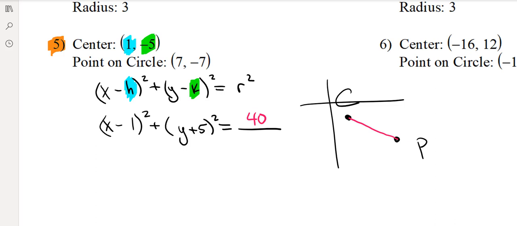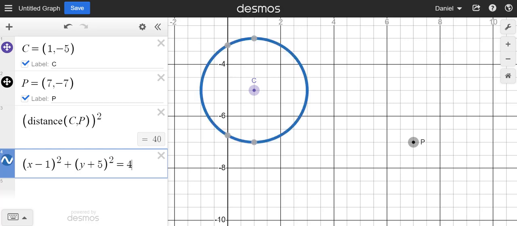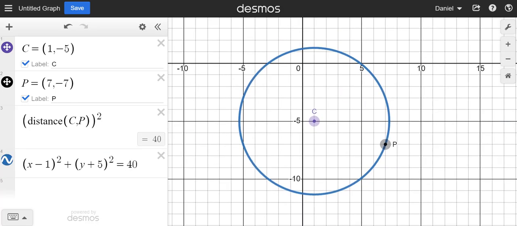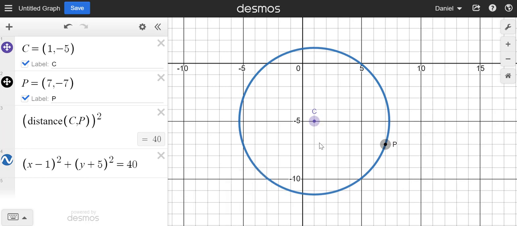But now let's double check to make sure that the center and the point on the circle are contained within that equation. So in Desmos, that's the beauty of Desmos, right? We can type that in. So (x minus 1) squared plus (y plus 5) squared equals 40. And you will see a circle that goes through point P and has the point (1, negative 5) as the center. So yep, everything matchy-matchy, so that makes us happy.